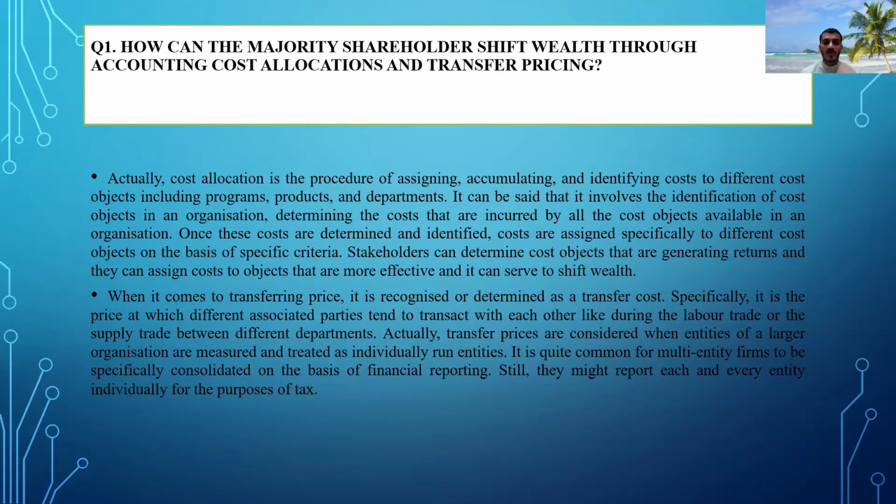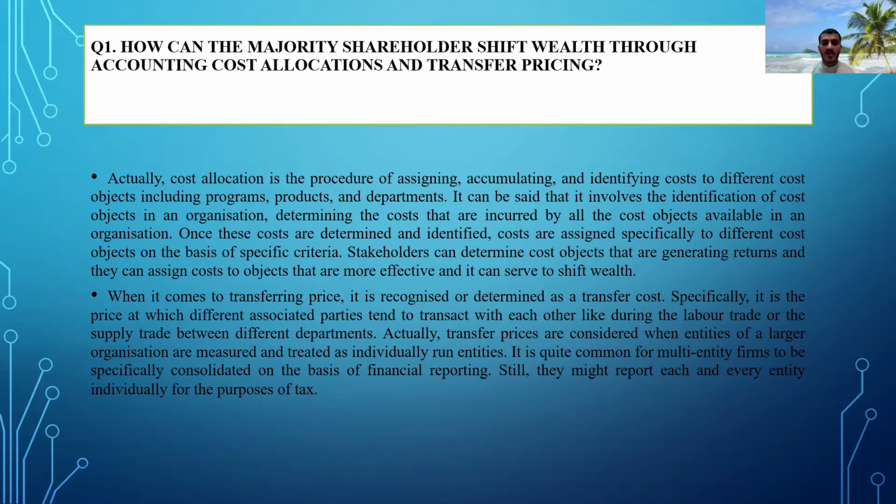Once these costs are determined and identified, costs are assigned specifically to different cost objects on the basis of specific criteria. Shareholders can determine cost objects that are generating return, and they can assign costs to objects that are more effective, and it can serve to shift wealth. When it comes to transfer price, it is recognized as a transfer cost. Specifically, it is the price at which different associated parties tend to transact with each other, like during the labor trade or the supply trade between different departments.